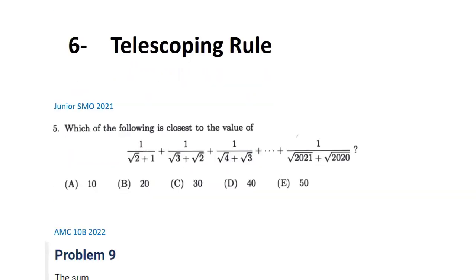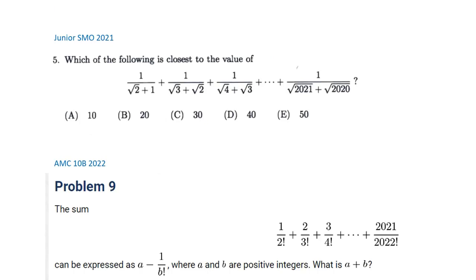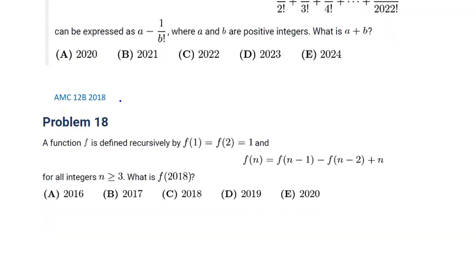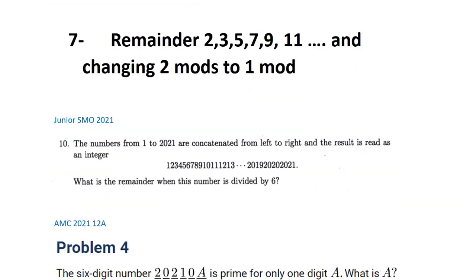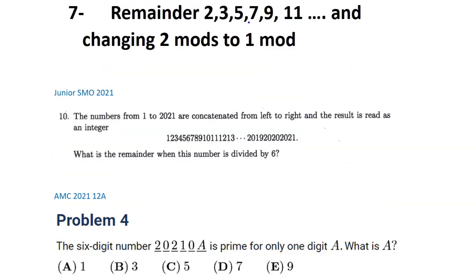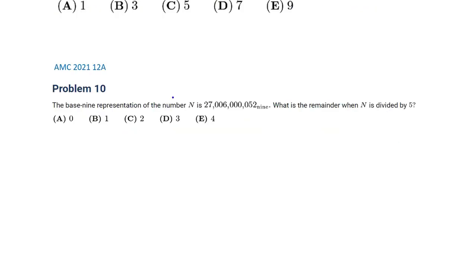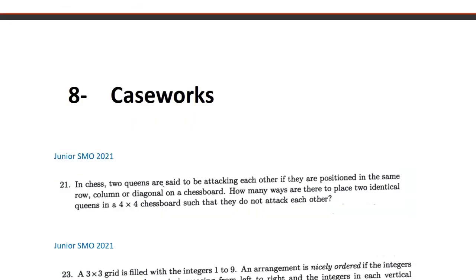Next idea, telescoping rule. You should know Junior SMO 2021, AMC 10B 2022. I released the solution of this problem. You can see it in my channel, and AMC 12B 2018 can also be solved with the telescoping rule. Remainder when divided by 2, 3, 5, the rules are what? And it is from Junior SMO 2021, AMC 2021 12A, and AMC 2021 12A again, and we can solve these problems.